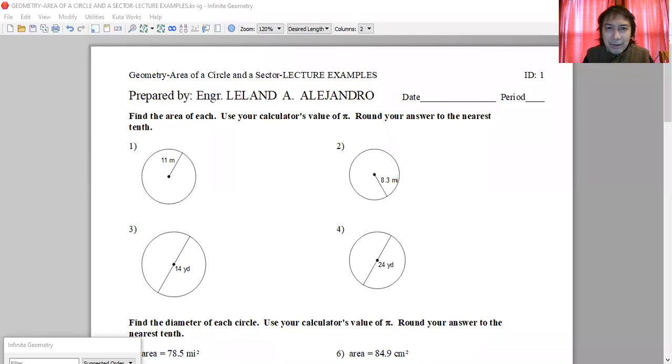This is the area of a circle and a sector. Find the area of each. Use your calculator's value of pi. Round your answer to the nearest tenth. There will be about 12 numbers, and we're going to solve them one by one, starting from the first number, using the presentation view.